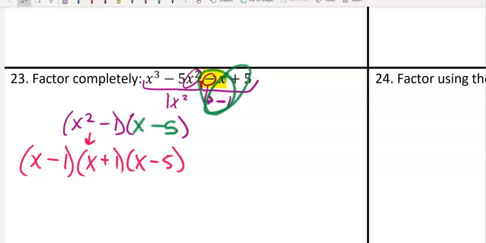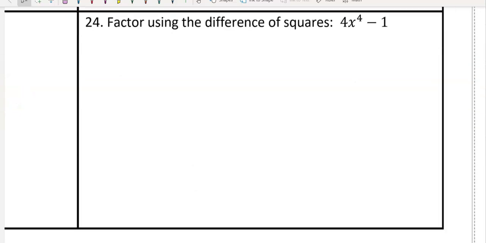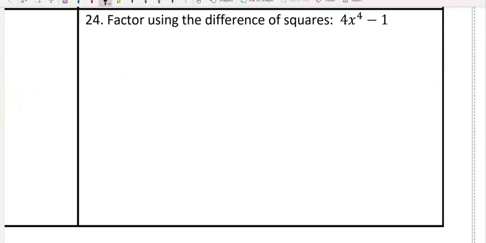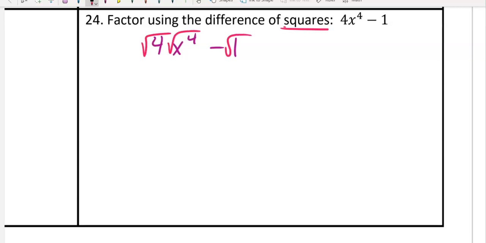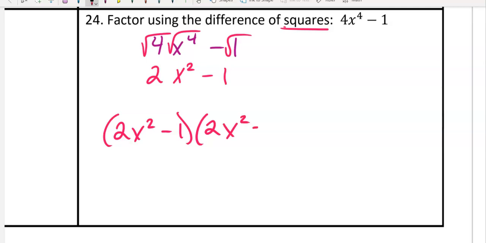Okay. Now our final one. For the final one, it tells us to use difference of squares. So what I'm going to do is rewrite this with a little bit of space so I can make all of my little markings. Difference of squares. So we need to be using the square root. We're going to square root every term. Square root of 4 is 2. Square root of x squared is x. And square root of 1 is 1. So we're going to use those terms. We'll have 2x squared minus 1 and 2x squared plus 1.